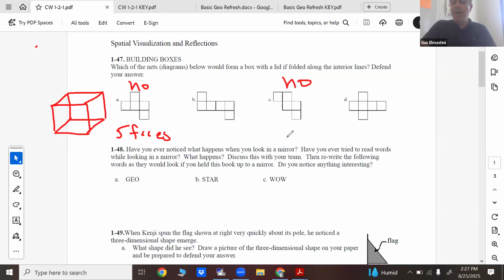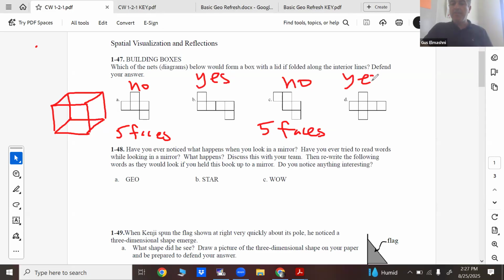Now, how many faces do B and D have? Six. Okay, so we're okay. One thing you have to be mindful about is, can you fold it? This is the part that's a little tricky. It's a little mind bending. You have to visualize it three-dimensionally. Can I fold these squares in such a way to form a box like I did to the left? The answer will be yes. We will be able to.